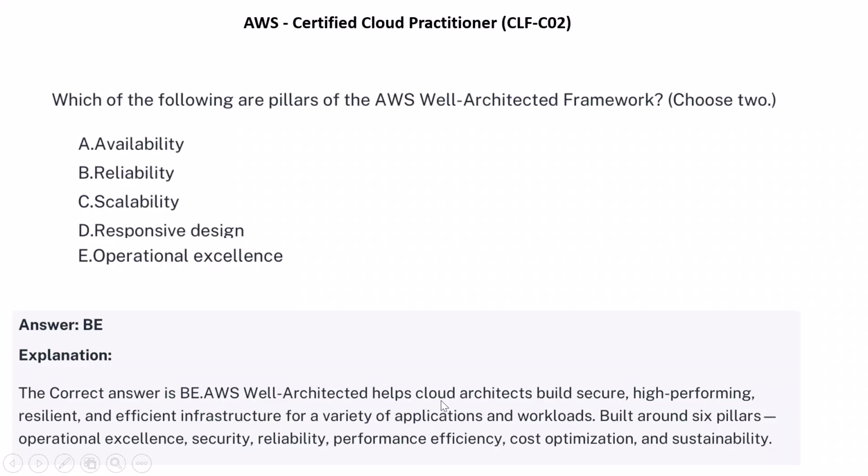AWS Well-Architected helps cloud architects build secure, high performing, resilient, and efficient infrastructure for a variety of applications and workloads. Built around 6 pillars: operational excellence, security, reliability, performance efficiency, cost optimization, and sustainability.